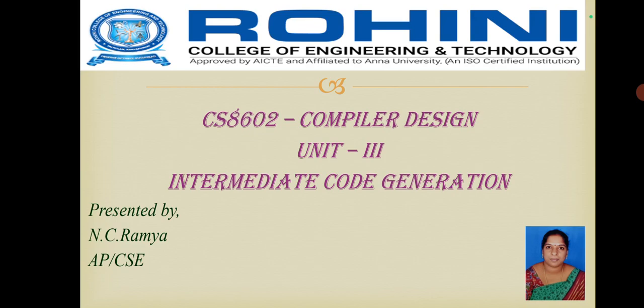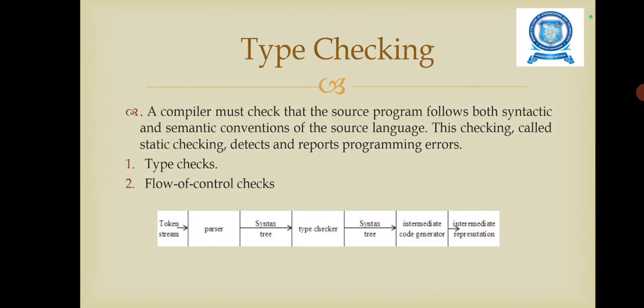Subject code CS8602, Compiler Design, Unit 3, Topic: Type Checking. A compiler must check that the source program follows both the syntactic and semantic conventions of the source language. This checking, called static checking, detects and reports programming errors. Some examples of static checks: there are two types, type checks and flow of control checks.